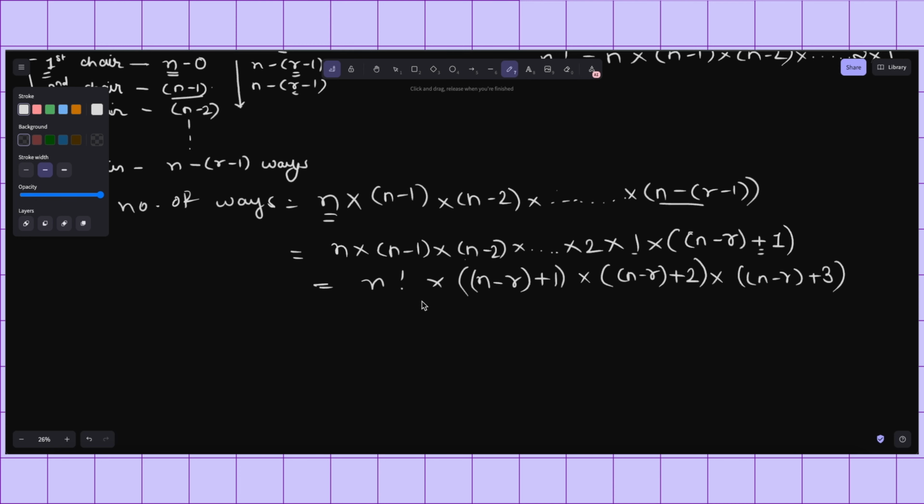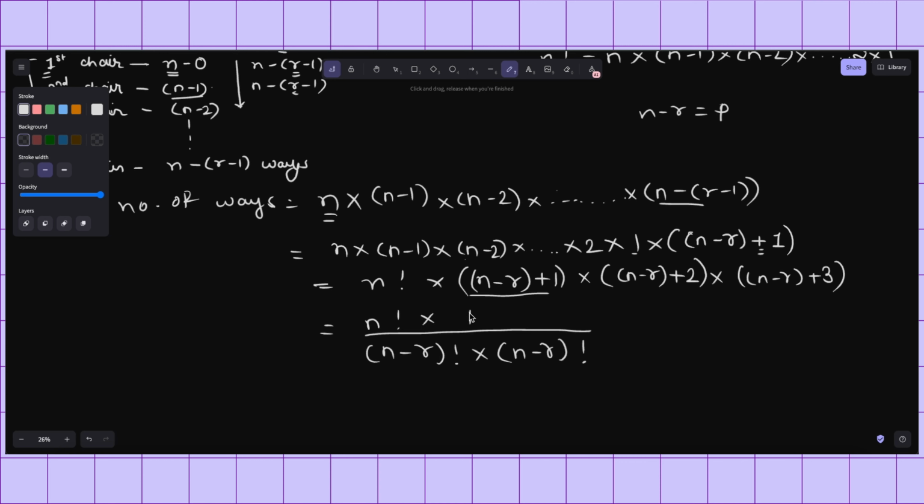So what we can do, we can actually divide by the square of n minus r factorial. Let's divide it: n minus r factorial into n minus r factorial. The reason why we are doing this is, this is n minus r factorial. Are you getting it? So let's say n minus r is p for the sake of explanation.